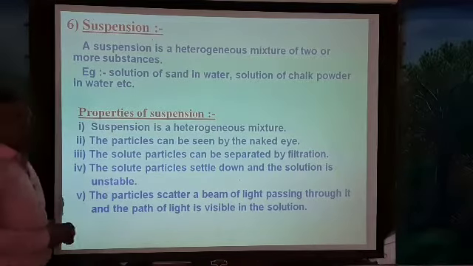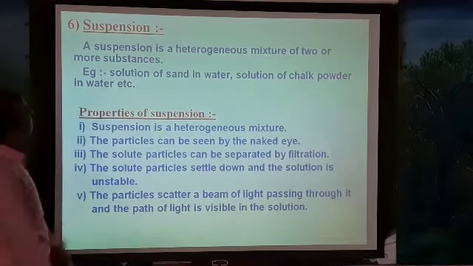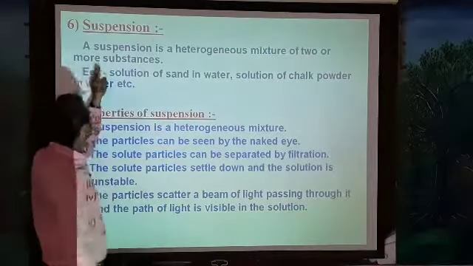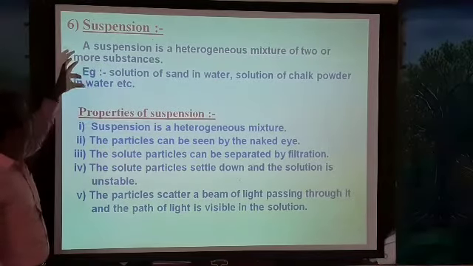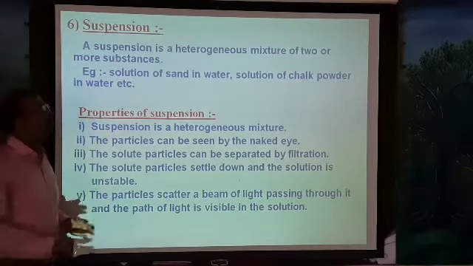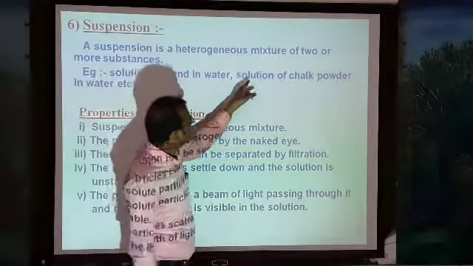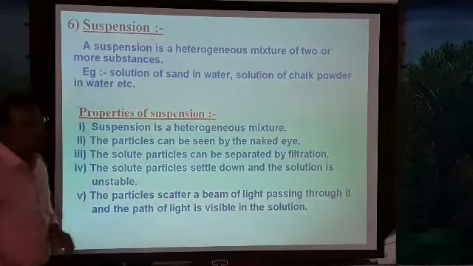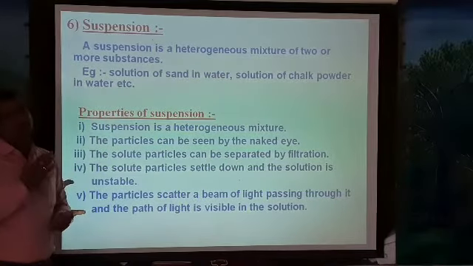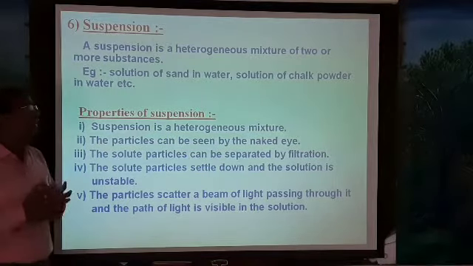Now the next important substance is called suspension. What is a suspension? A suspension is a heterogeneous mixture of two or more substances. Examples are a solution of sand in water and a solution of chalk powder in water. These are examples of a suspension.